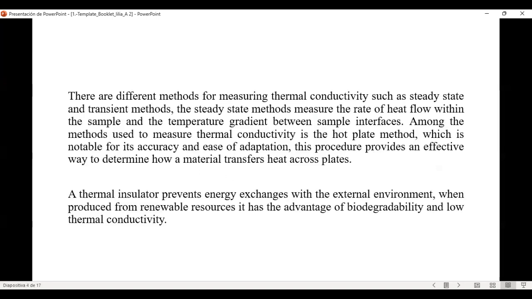This paper examines the hot plate method from the principle of operation, design, and construction of the prototype machine that determines the thermal conductivity of materials that suggest being insulators made from agroforestry waste and PET using the hot plate method.